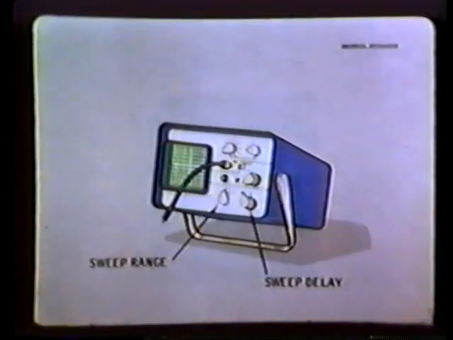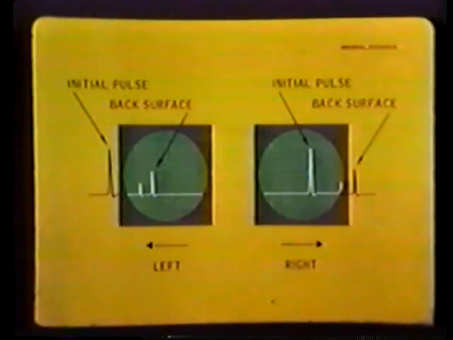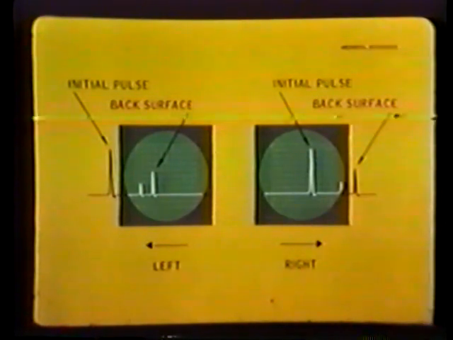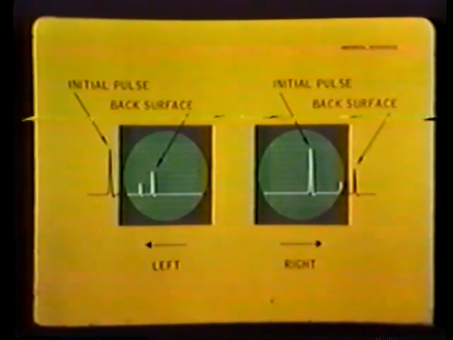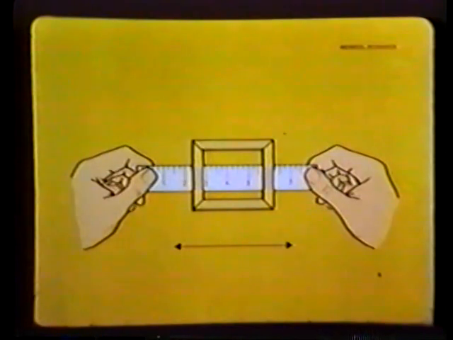Two controls regulate how much of a test specimen is displayed on the CRT screen. One is the sweep delay, the other is sweep range. Adjusting the sweep delay will shift the entire display left or right on the CRT baseline, while the spacing between the indications remains constant. The action is similar to that of moving a ruler back and forth behind a window frame. The markings remain the same distance apart, but we can select the portion of the ruler seen in the window.